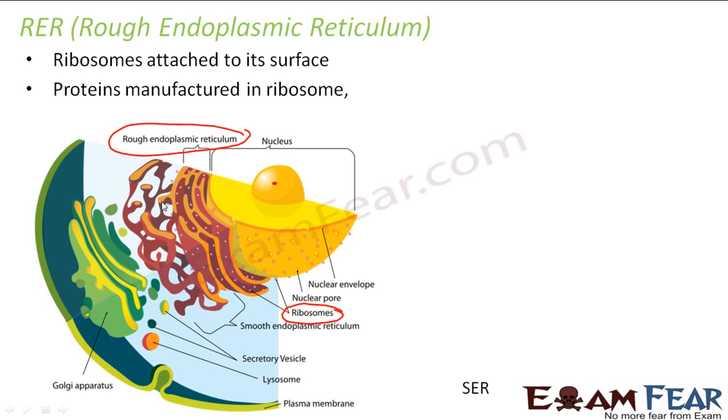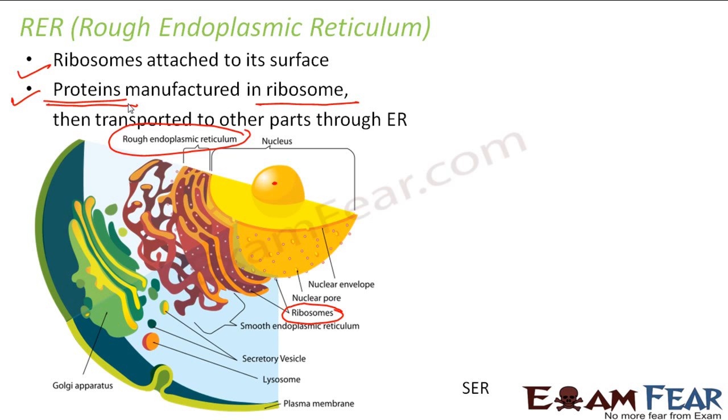Now what happens in the ribosomes? Proteins are manufactured in ribosomes. So that means protein formation takes place in ribosomes. That is the significance of ribosome. That is why somebody who is producing ribosome is also important. Somebody on whose surface ribosome is getting stored, that is also important. And ribosome itself is definitely important because it is manufacturing proteins, and proteins are needed for the survival of the cell. So proteins are manufactured in ribosomes and then transported to other parts through endoplasmic reticulum.